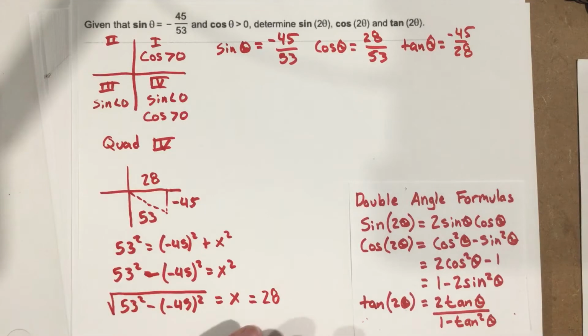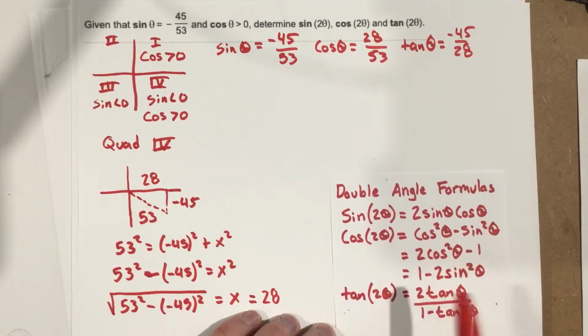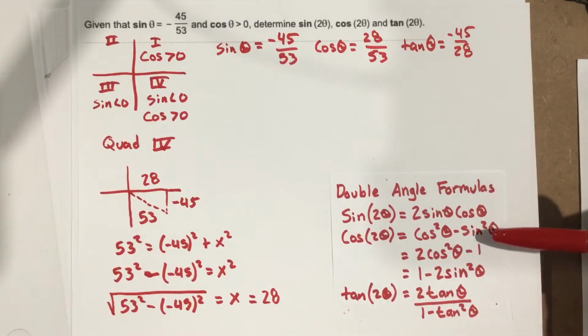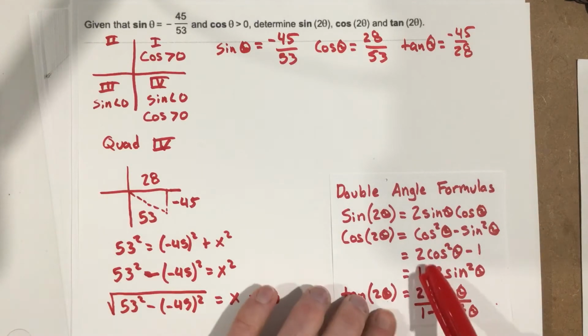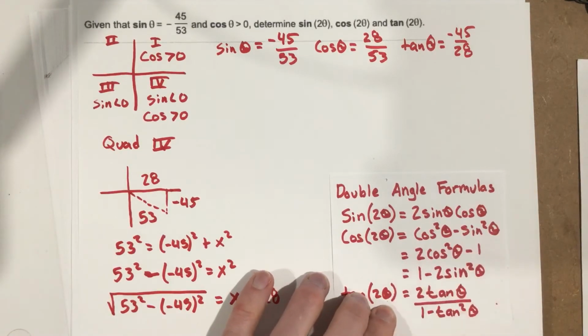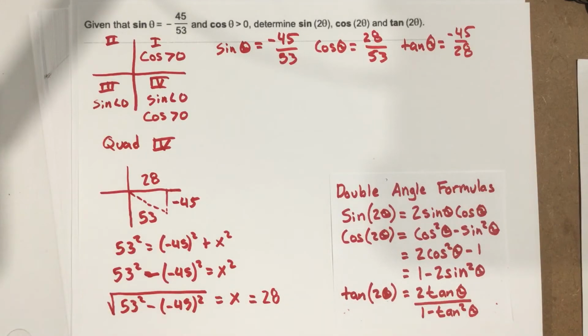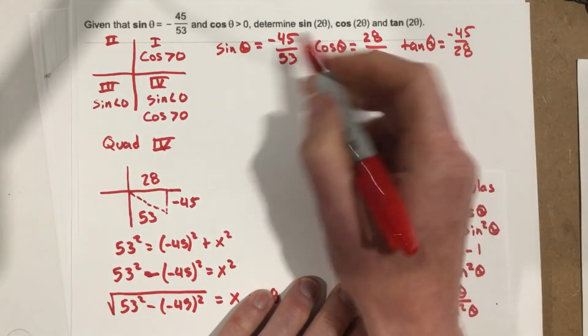And we can say that our double angle formulas are sine of 2 theta, cosine of 2 theta, and tangent of 2 theta. And remember, cosine 2 theta has 3 different versions. We can use any version we want. It doesn't really matter which version we use. I like to use the middle version a lot. I don't really know why, but that's what I use quite often. But let's go ahead and find sine 2 theta.